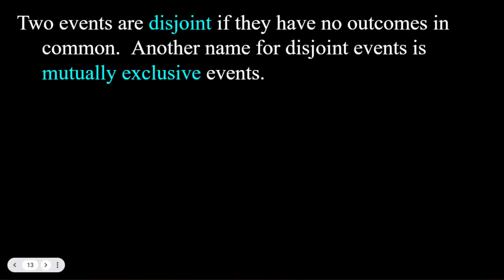Two events are disjoint. That's a great word. Here's what it means: disjoint if they have no outcomes in common. So our complements have to be disjoint. Otherwise, our formulas wouldn't make sense. Another name for disjoint events is mutually exclusive events. Disjoint or mutually exclusive means that the outcomes are completely separated. There's no overlap. They have none in common.